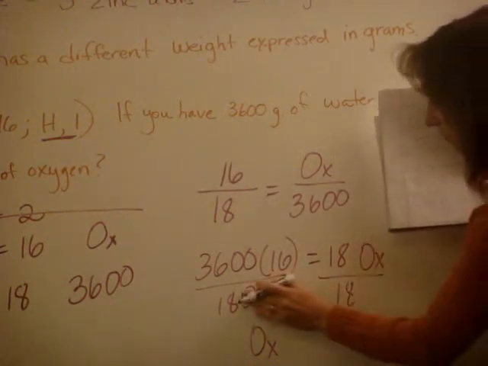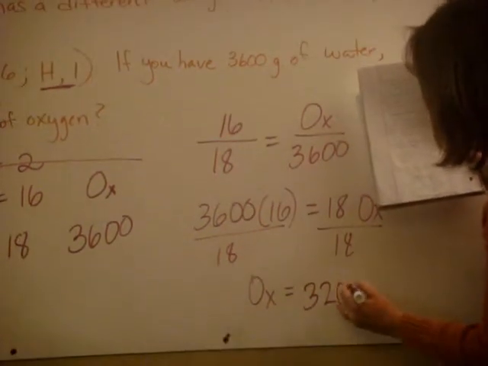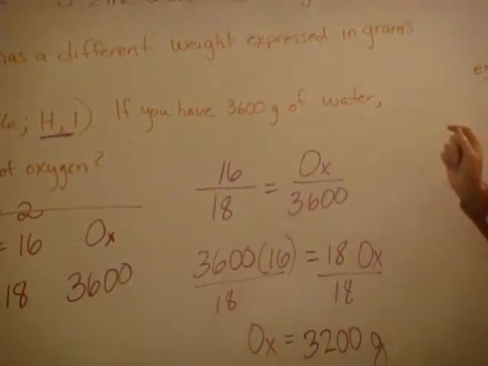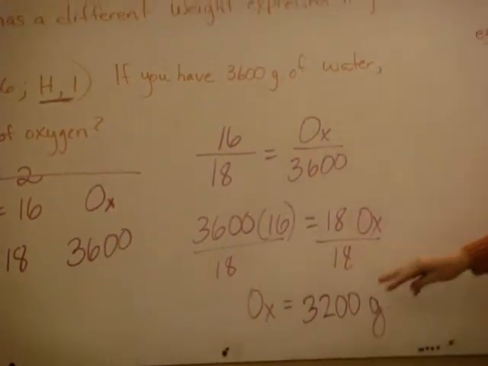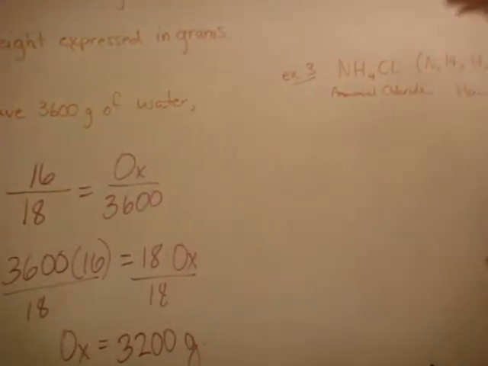Let me just erase that. We're going to get our oxygen equals 3,200 grams, just for our oxygen. Be careful with your O's because they can look like zeros. If you don't understand that one, we're going to try another one that's very similar. So let's look up here at example 2.